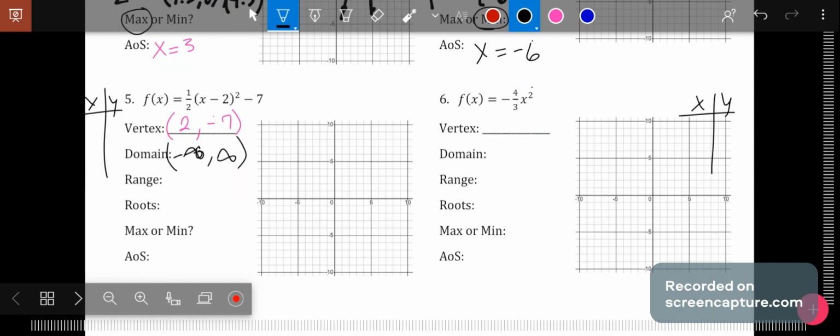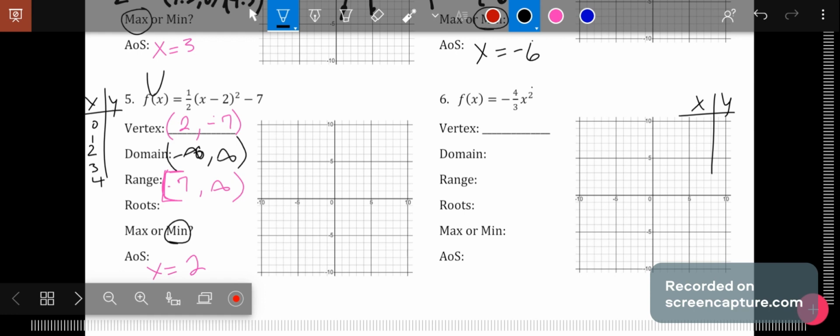Our a value here is +1/2, which tells me it's concave up with a minimum. My axis of symmetry, x will equal 2. For my range, because this is a minimum, it'll start at -7, and that should be a bracket, and then go all the way up to infinity. For our roots, we're just going to fill in our values. We go 2, 3, 4, 2, 1, 0, plug these things in.